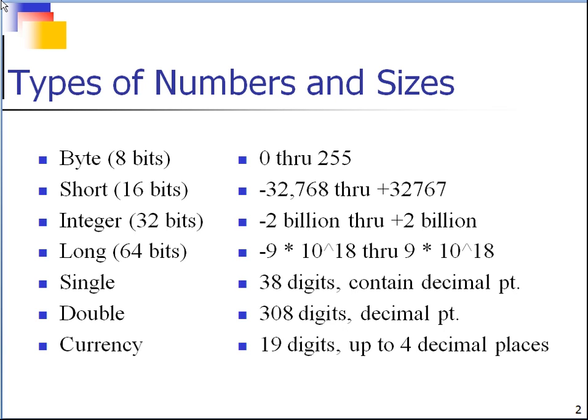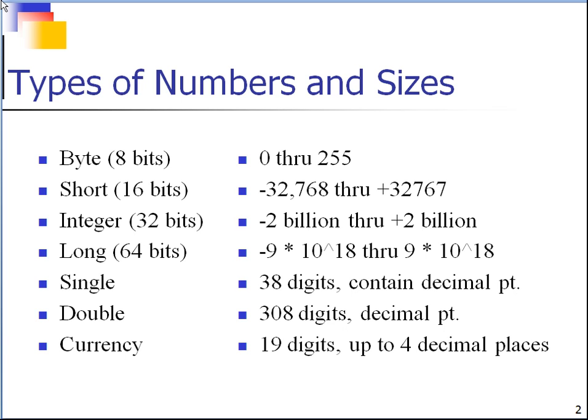So that's why it's called binary. There are 2 states, electricity, no electricity. The byte is capable of doing numbers 0 through 255. Then we have short integer, which is 16 bits. It's negative 32,000 through positive 32,000.